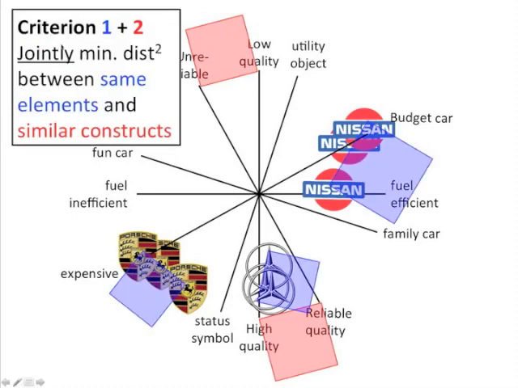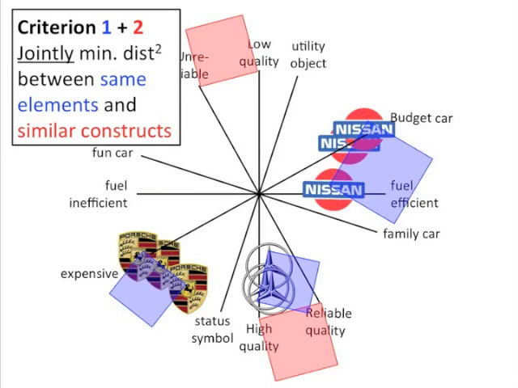And why do I call it joint procrustes analysis? Because we simply join these two criteria. We say they should be valid at the same time. We use both of them for minimization. So we jointly minimize the squared distance between the same elements, standard GPA, and now also between similar constructs, which we deemed as similar using content analysis.